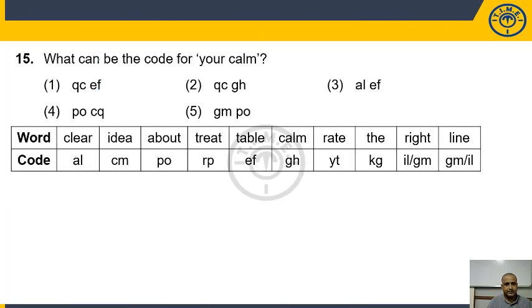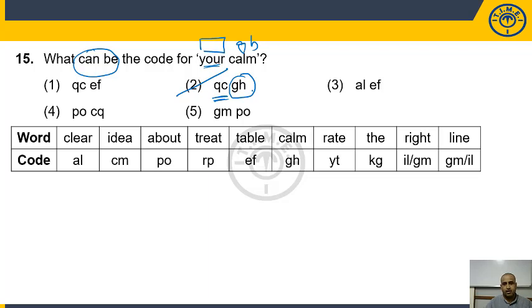What can be? Can be is nothing but possible for. Your calm. What is the code for calm? GH. Your is a new word. So GH must be compulsory. GH we have only in one statement. So choice 2 is our answer. And QC is a new code. New word and new code.